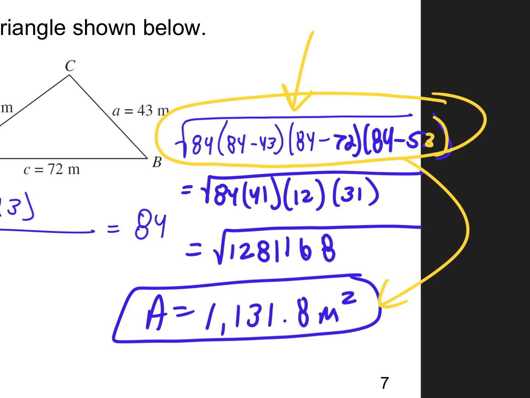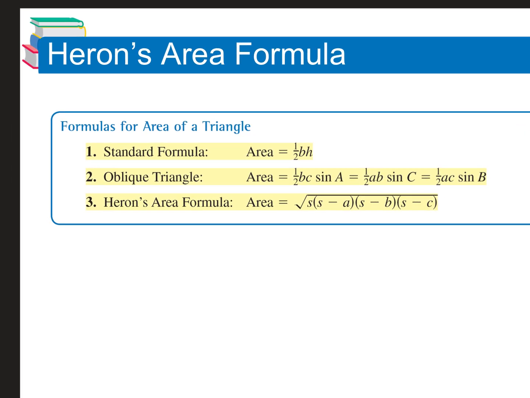And then this is just the area formula. It's just going over the 3 sides. We're not going to have any with the standard formula because we're not talking about right triangles. We're talking about just oblique. So you'll have an oblique triangle and you'll have Heron's formula, but you're not going to have any right triangle ones.